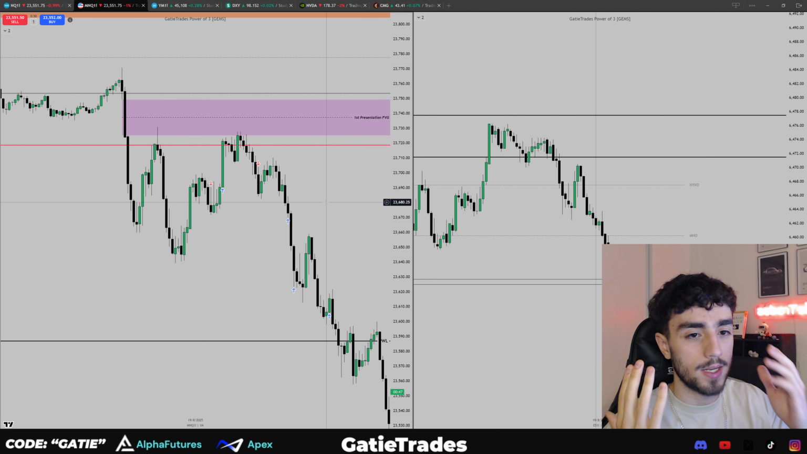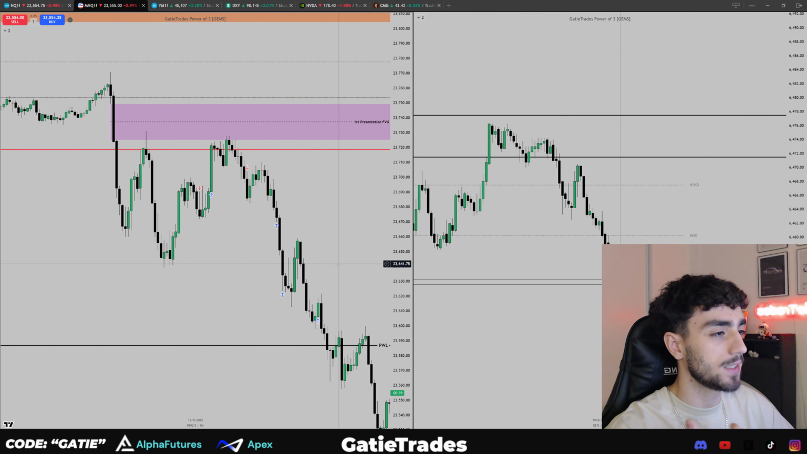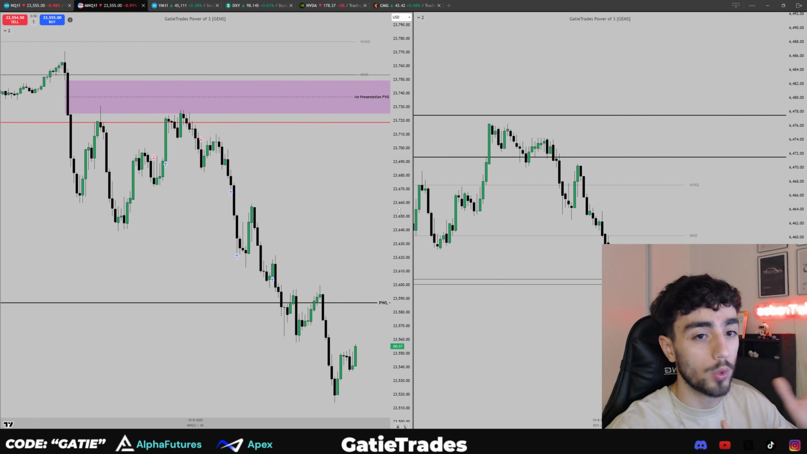When ES and NQ are out of sync, you have to identify which one is likely to lead if there's going to be an expansion. So ES was pumping, NASDAQ was dumping. How do we know which one is likely to sync with the other?